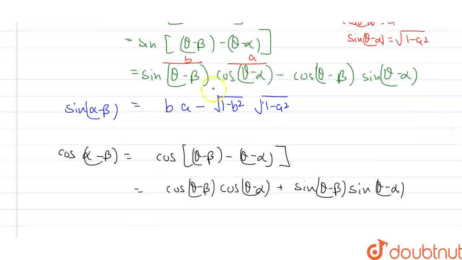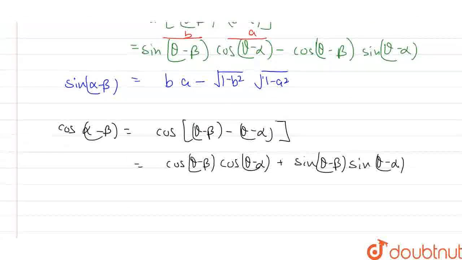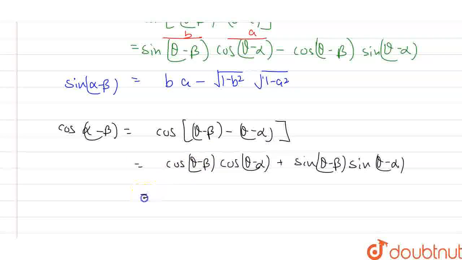So what I will do, what is cos theta minus beta? Exactly, this part is what? My under root of 1 minus B square, and there is a product of what? This one. So this will become A, product of this one is what? A 1 minus B square.